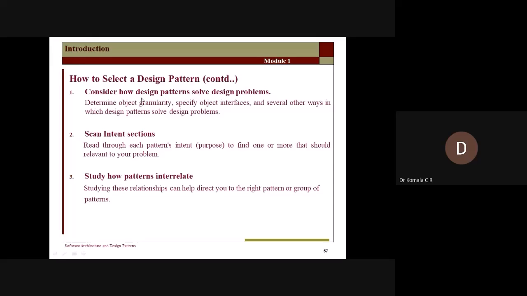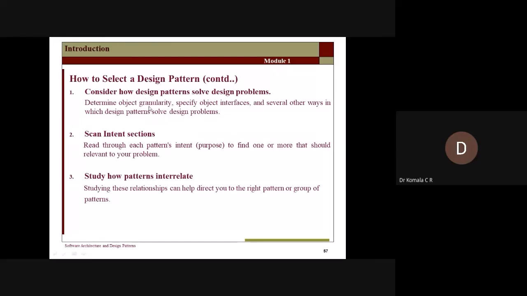What is granularity? Granularity is nothing but the level of detail. It gives the percentage of detail of information about the object. That means the client should know what type of object they will use and what type of data they use. So what percentage of the information is given to the clients? That is called as object granularity.